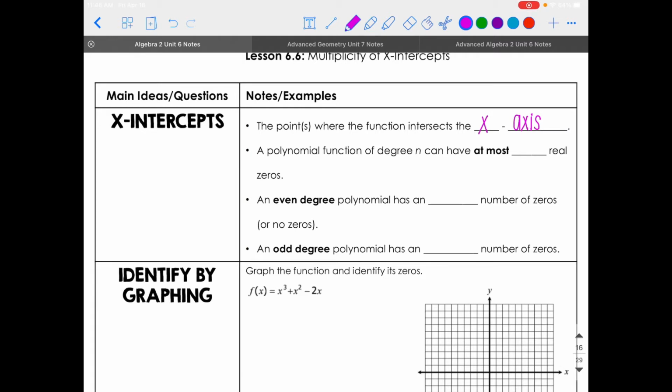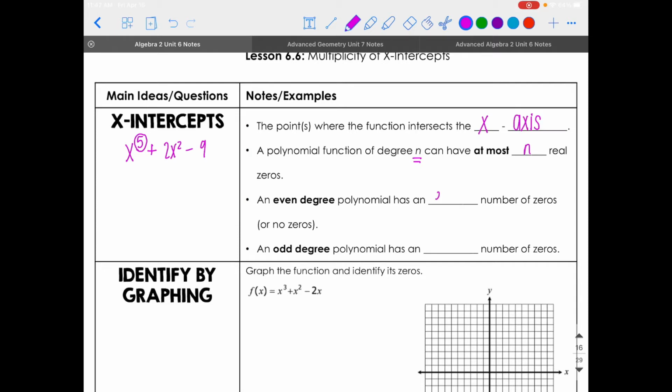Remember, the degree of a function is the highest exponent. So if I have x to the 5th plus 2x squared minus 9, this would be a degree of 5. In general, let's say the degree is n. Then the number of x-intercepts is at most n. So the one I wrote here could not have more than 5 x-intercepts. It could have less, but not more than 5.